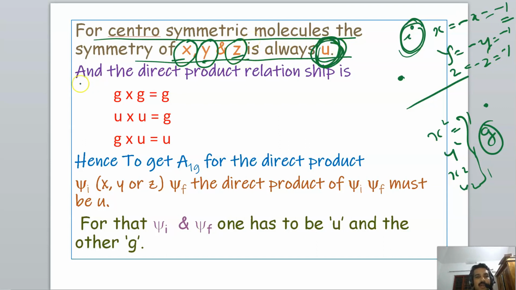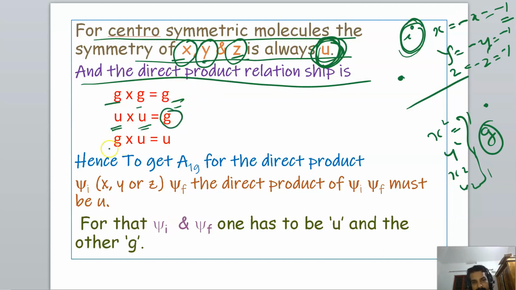Now we know that the direct product relationship is g into g is equal to g, and u into u is also equal to g. But g into u or u into g is equal to u. That is, the direct product of two same symmetries is always g, while a different symmetry gives u. Okay, keep that in mind.